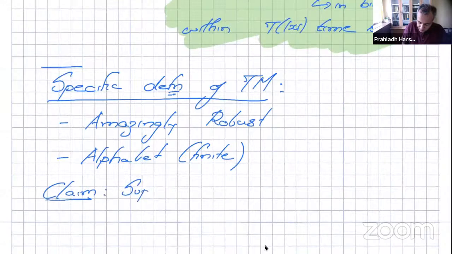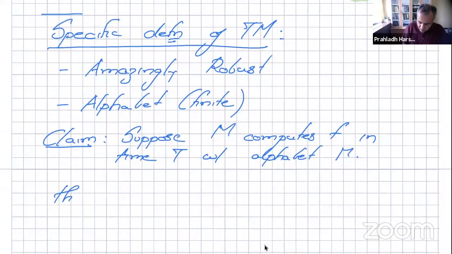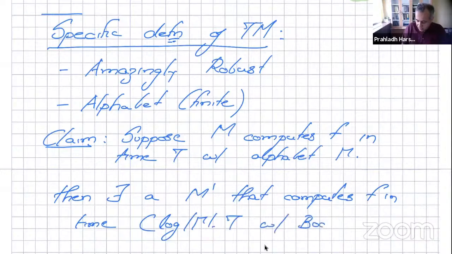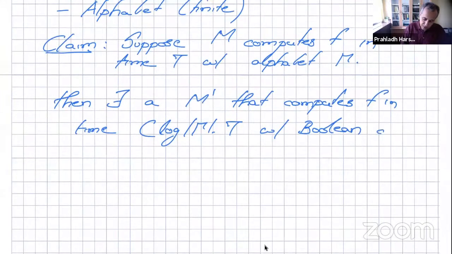So the claim I'm going to make, we'll see this proof next time, is: suppose M computes F in time T with alphabet gamma, then there exists a machine M prime that computes F in time not significantly more, possibly some big constant times log gamma times T, with a Boolean alphabet. So the alphabet really doesn't matter. Which alphabet you work with, that's one of the claims we will see.